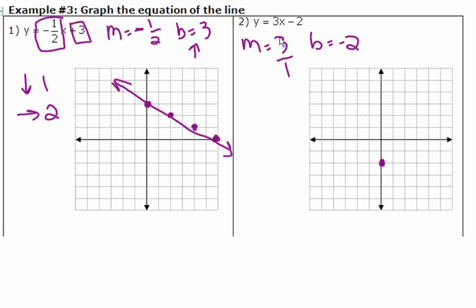The top number is my rise. Since it's a positive, it means I'm going up 3. My bottom number is the run. Since it's positive, it means I'm going to the right 1. So from my y-intercept, I am going up 3 and over 1, and then I make another point. Up 3, over 1, and then I make a point. Now I can't go up 3 anymore because I'm off the graph. So I can go ahead and connect my points to make my line.